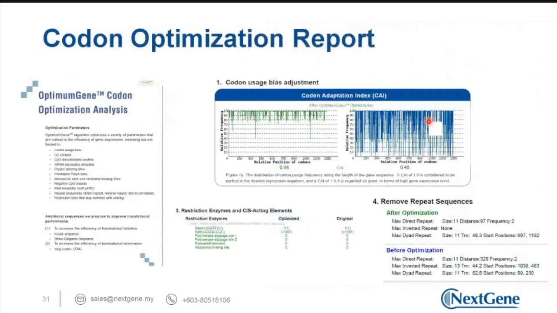Okay, so here I was just showing you if you require a codon optimization at GenScript. After we use the optimum gene analysis, we will generate a report for you, and inside the report we will compare the sequence before and after. Okay, and then we will try to avoid your restriction enzyme site within the gene sequences.